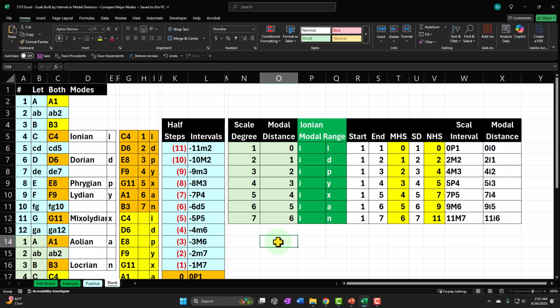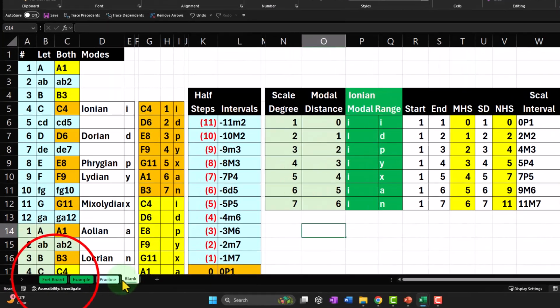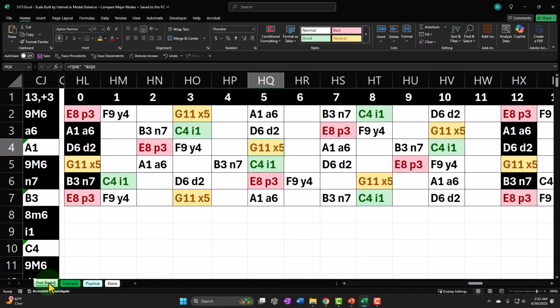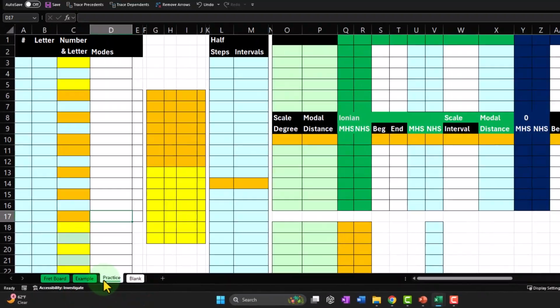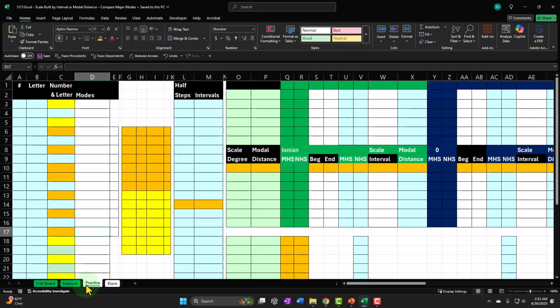If you do have access to this workbook though, 4 tabs down below: fretboard, example, practice, blank. The fretboard having a simulated fretboard that we will refer to, the example tab, in essence, the answer key. Practice tab has pre-formatted cells, so you can practice the practice problem with less Excel formatting.